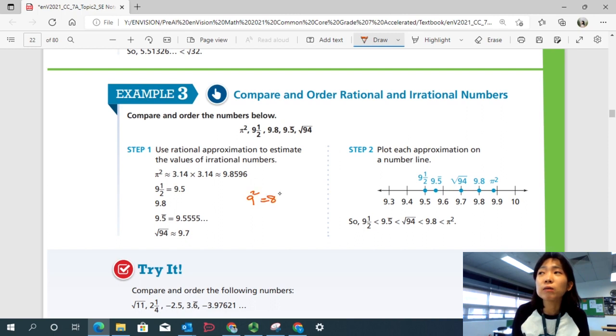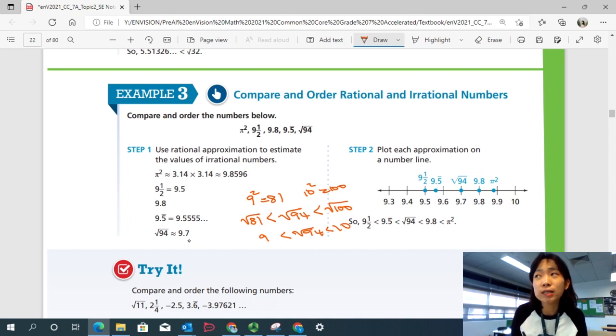Square root 94, you're going to compare it using the perfect squares, right? 9 squared is 81. So square root 81 should be less than square root 94. What's the next perfect square? 100. 10 squared is 100. So 94 is less than 100, greater than 81. So it's between 9 and 10. So it's 9 point something. So you're going to start squaring your decimals between 9 and 10 in order to get closer and closer. The closest you can get is 9.7.